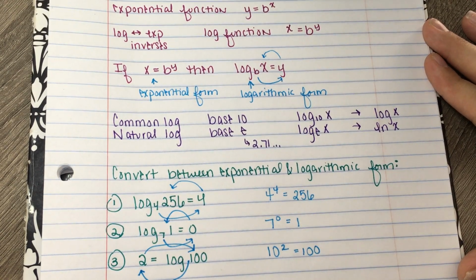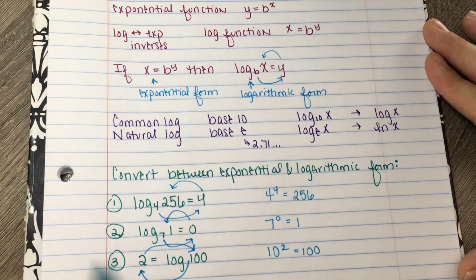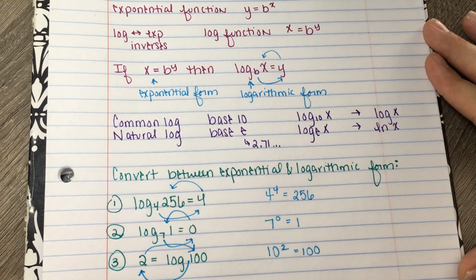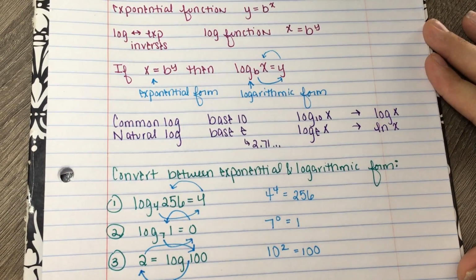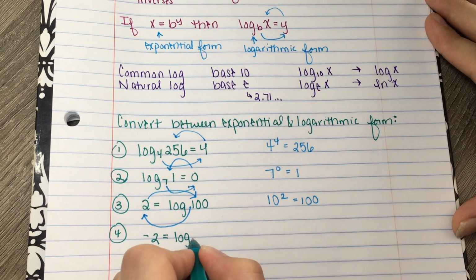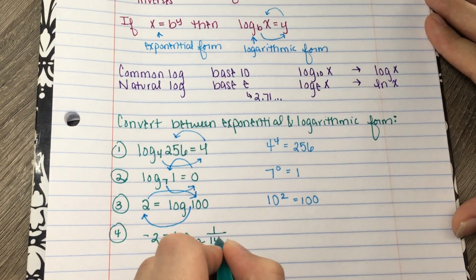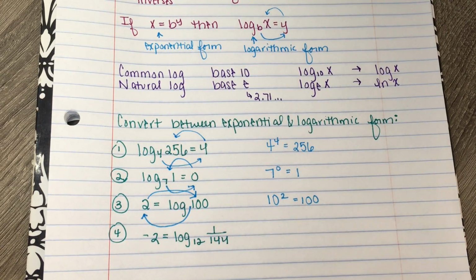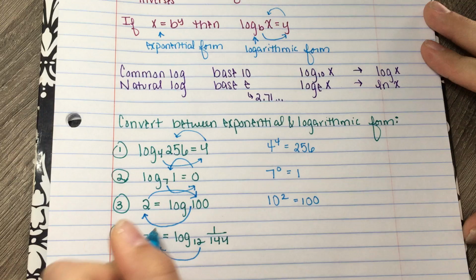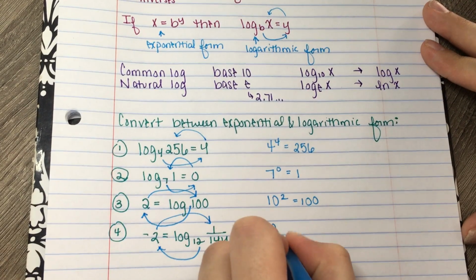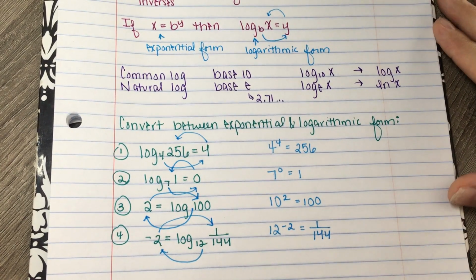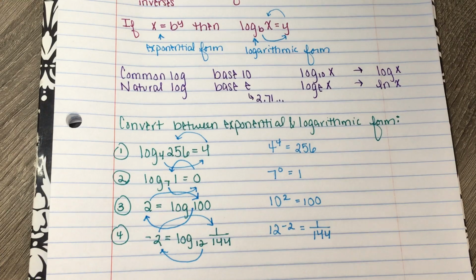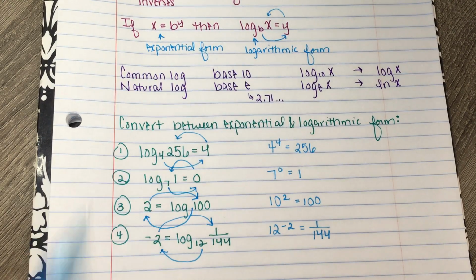All right, and then we're just going to do one more going from log to exponential, and then we're going to switch around and do exponential to log. And here's the last one. -2 is equal to log base 12 of 1 over 144. So we're not actually solving for anything, just converting between forms. And we read 12 to the -2 is equal to 1 over 144. And that's it for converting from log to exponential form. I do think it's a lot easier to go from log to exponential form because we draw the arrows, and I think that helps a lot of my students.